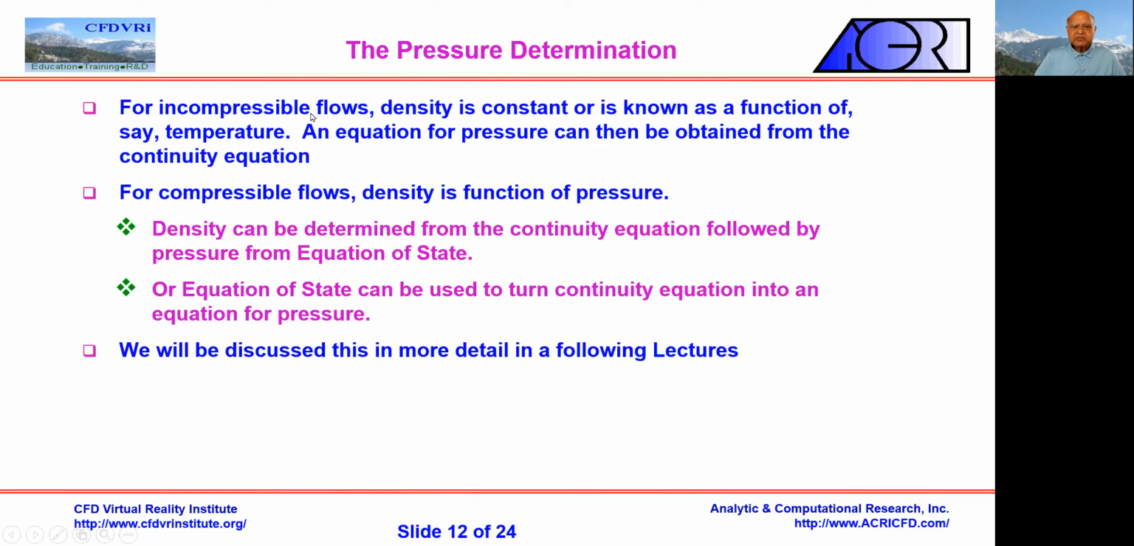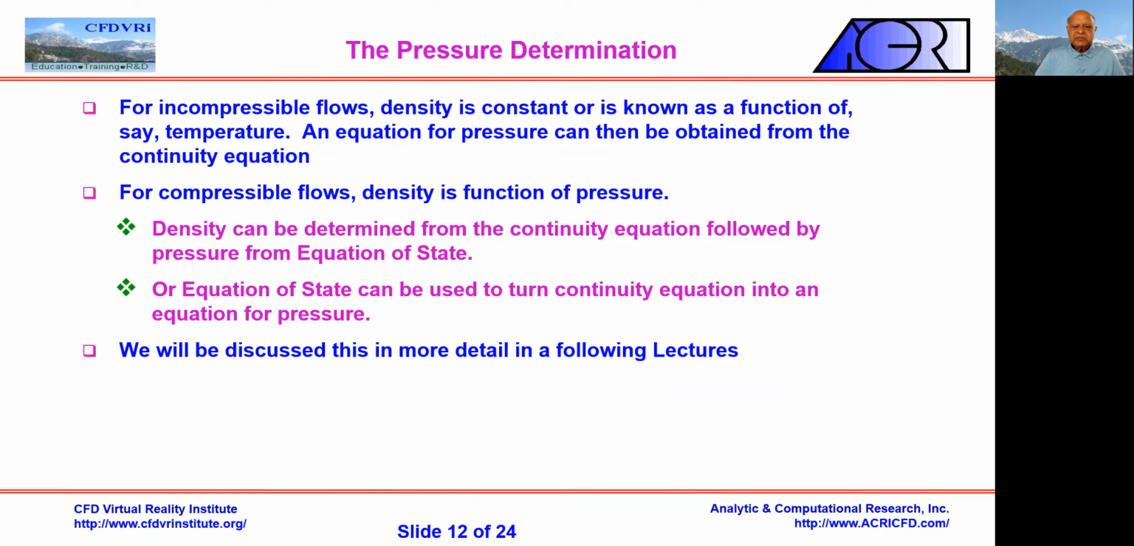For incompressible flow, density is a constant or is known as a function of, let's say, temperature. So we know the viscosity, and from other considerations, we know now the density. So the 4th equation of continuity can be turned into an equation for pressure. So we have 4 unknowns, 3 velocities and pressure. We have 4 equations because the other 2 quantities are known.